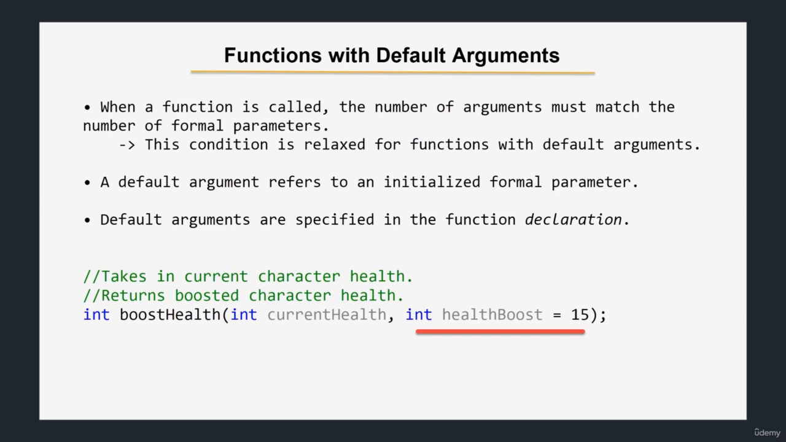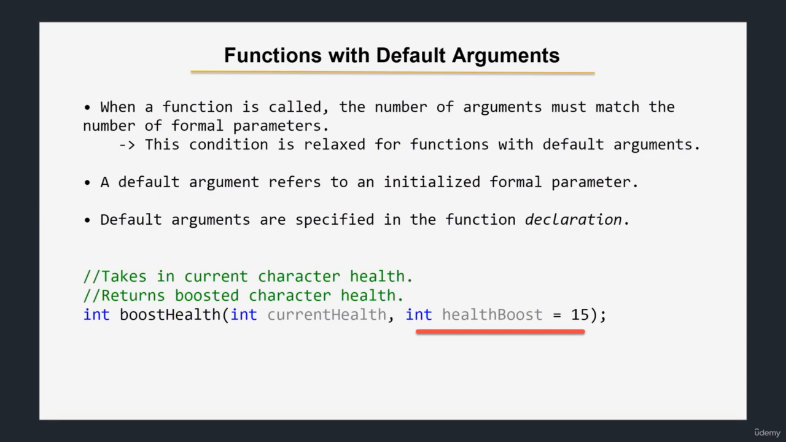Default arguments are specified in the function declaration. Just as I mentioned in the previous video, you can declare and define a function at the same time, right at the top. That has to be before you actually invoke that function. Or you can have a separate declaration and a separate definition. So just make sure that the default argument is specified in the function declaration.